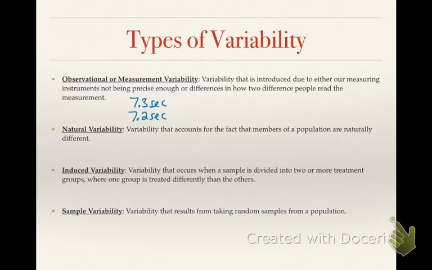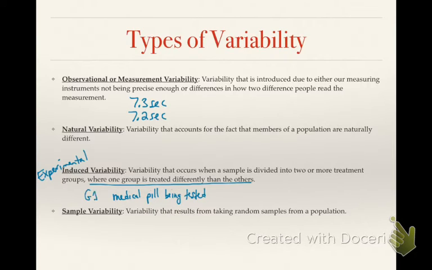Induced variability occurs when you kind of force some variability. When you force different outcomes, and that really occurs whenever you have an experimental study. Any kind of an experimental study has induced variability built into it. Basically, when one group is treated differently than the others. And one group would have the medical pill that's being tested.